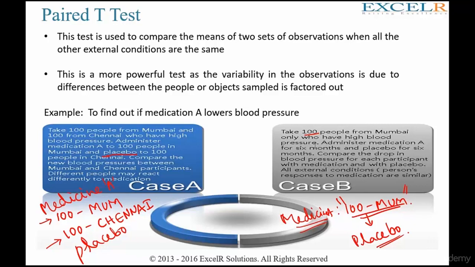Right? And this is whenever you have external conditions which are the same, since you're doing it on the same set of people, it's called a paired t-test. And since here you have two different sets of people altogether, this is sample 1 and this is sample 2, we call it a two sample t-test.